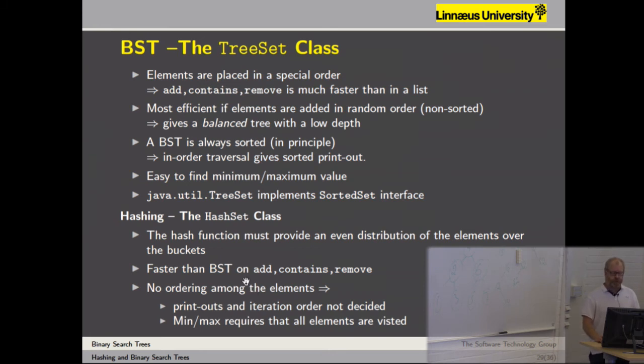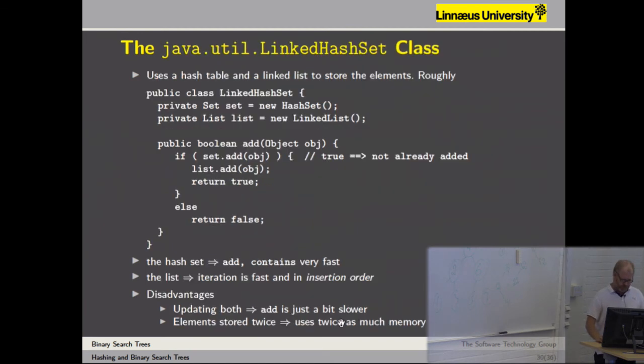They are faster than BST on add, contains, and remove. However, they have no ordering among the elements. Printouts and iteration order is not decided. If you're adding a lot of elements to a hash set and then you're asking it for an iterator, it will come out in a random order. Not the way you inserted them, not in any well-defined order. Minimum and maximum element requires that all elements are visited.